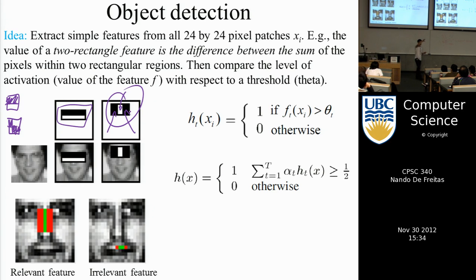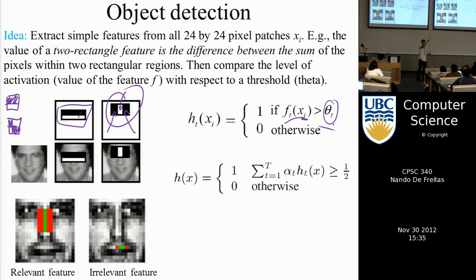Because you have many locations in the image where you could look, these patches have an index i that tells you in which location you're placing the patch. So in total, even though you only have these basic shapes, because you can change the location, you have about 180,000 possible features. That's the basic feature. Extremely simple features. They just count the intensity in the white minus the intensity on the black. Then you pick a bunch of thresholds, theta, and you just check, is the intensity greater than the threshold?